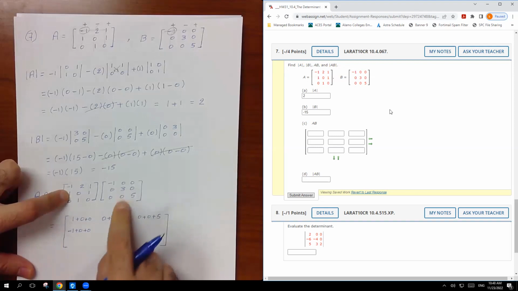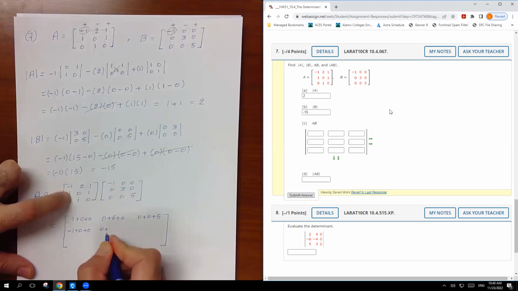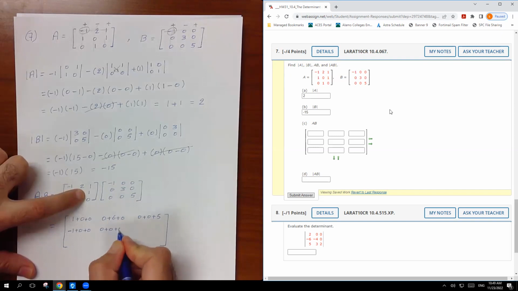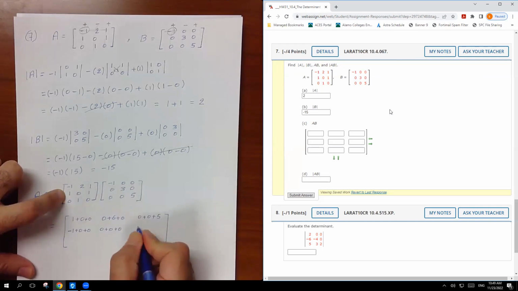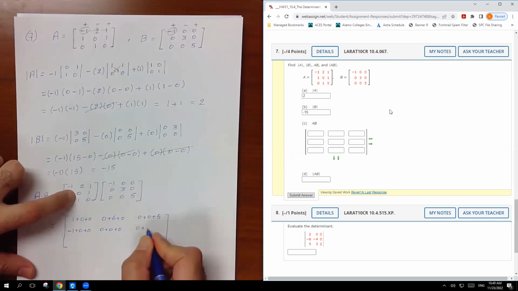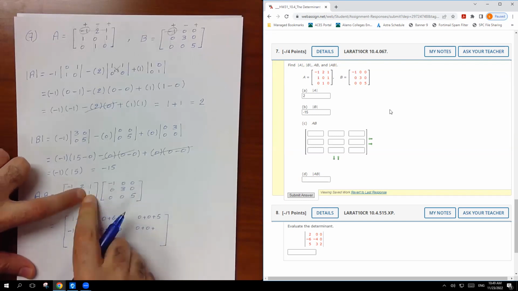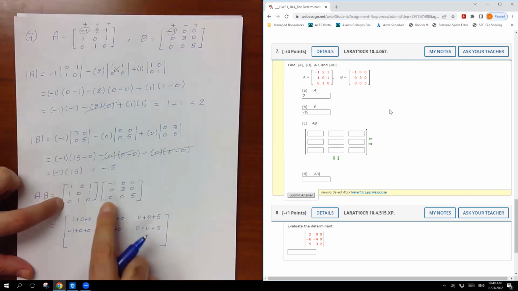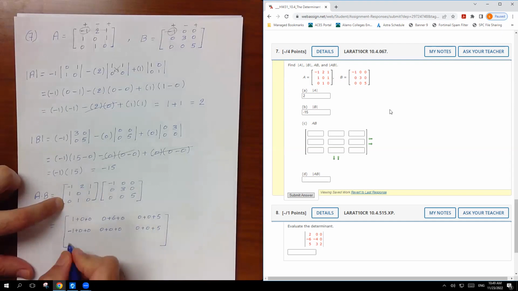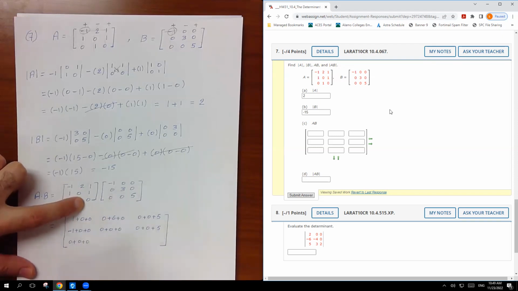Now, the second row with the second column. So 1 times 0 is going to be 0, plus 0 times 3 is going to be 0. 1 times 0 is going to be +0. The second row with the third column. So it's going to be 1 times 0 is going to be 0. 0 times 0 is going to be 0, plus 1 times 5 is going to be 5. Now the third row with the first column. 0 times -1 is going to be 0. 1 times 0 is going to be 0. 0 times 0 is going to be 0.